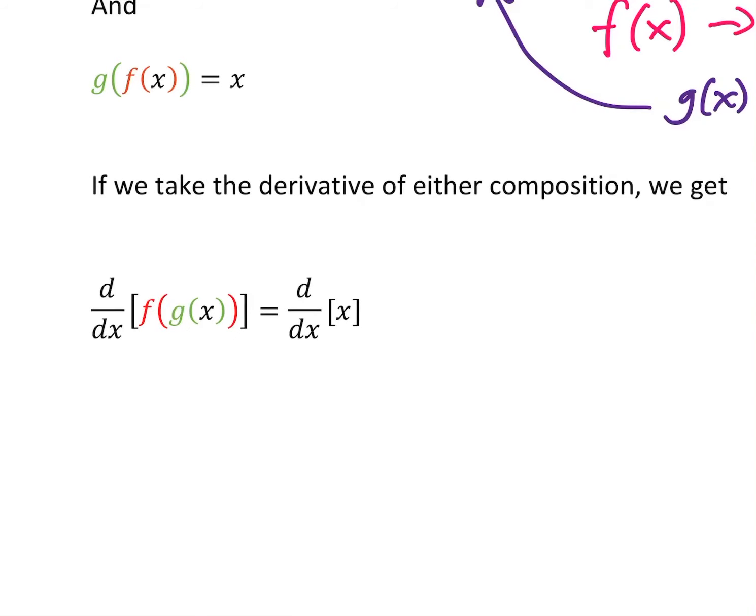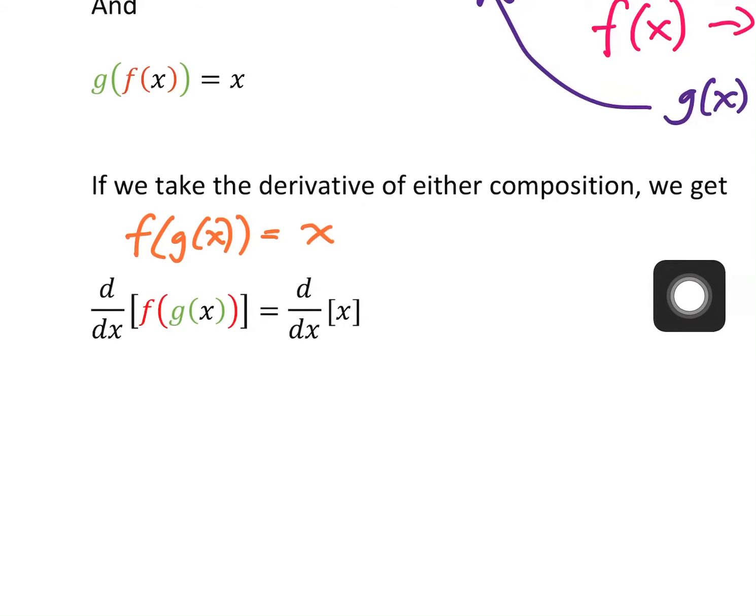Okay, so we know that f of x composed with g of x has to equal something, okay? And it equals x, right? So we know that when I put x into g and then put g into f, then I get the original x back out. And let's take the derivative of both sides of this expression and see what happens.